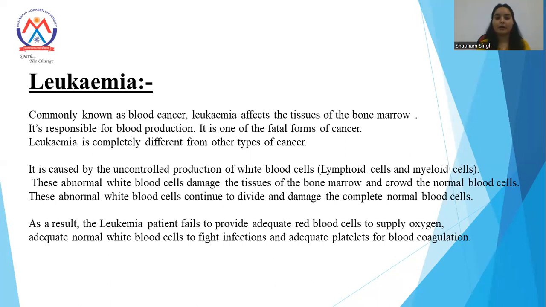uncontrolled production of white blood cells, lymphoid cells, and myeloid cells. These abnormal white cells damage the tissues of the bone marrow and crowd out the normal blood cells. These abnormal white blood cells continue to divide and damage the normal blood cells. As a result, the leukemia patient fails to provide adequate RBCs to supply oxygen, adequate normal white blood cells to fight infections, and adequate platelets for blood coagulation. That's why leukemia occurs.